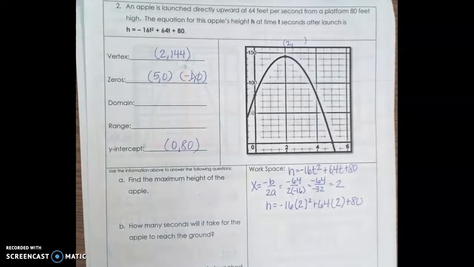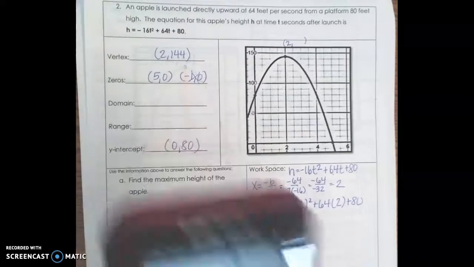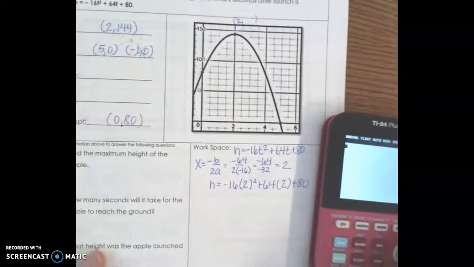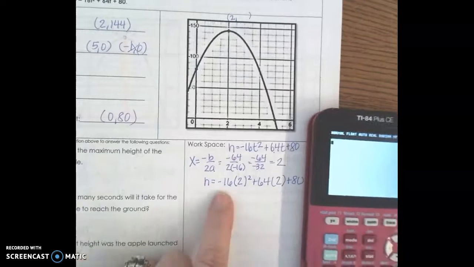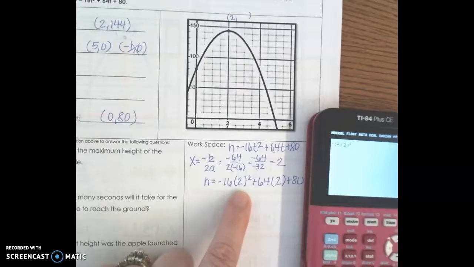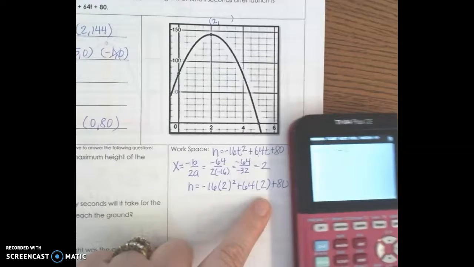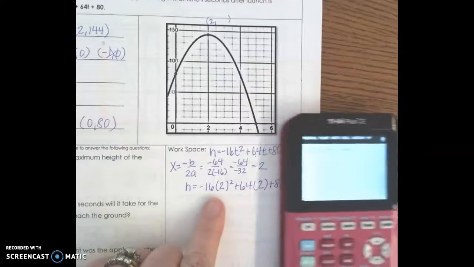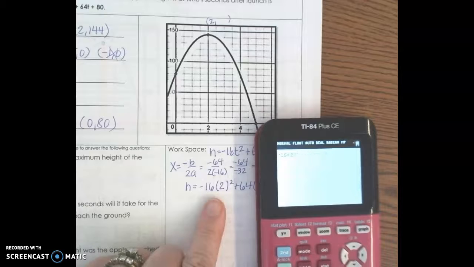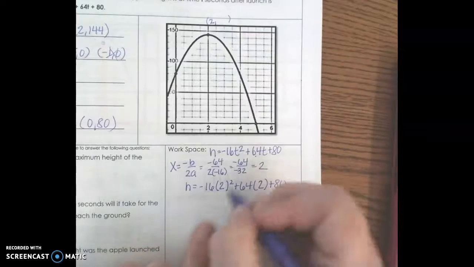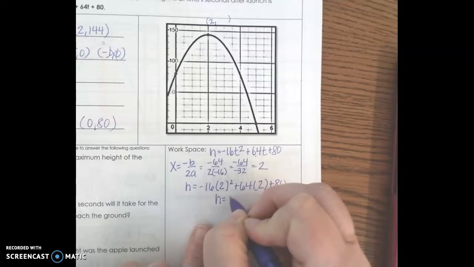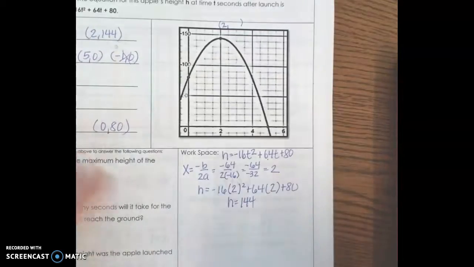Okay, then you're going to take your calculator and you're going to just plug this in just like you see it. We have negative 16 parenthesis 2 squared plus 64 parenthesis 2 plus 80. Once everything's in, press enter. I got 144. So the height when x is 2, the y value is 144.